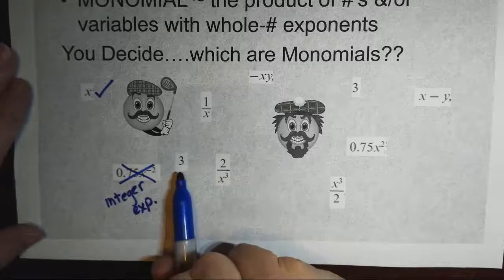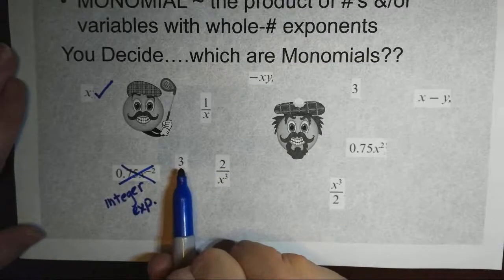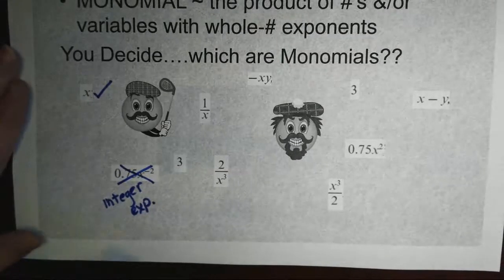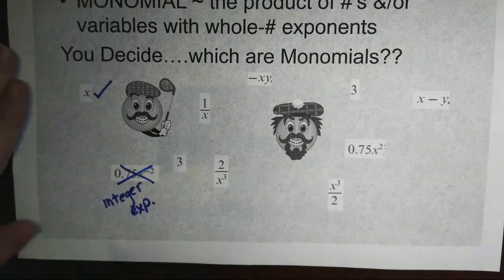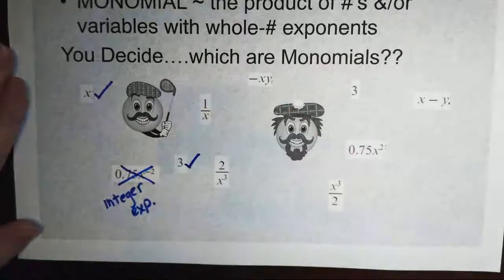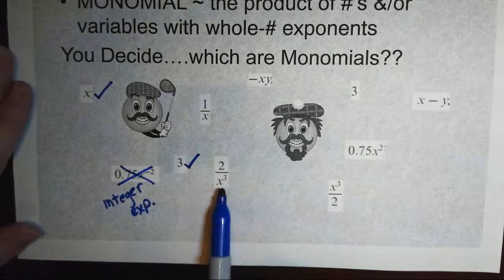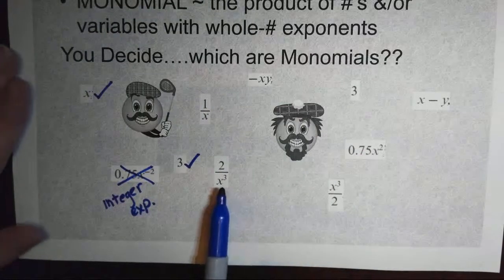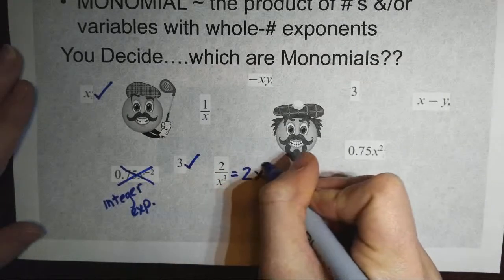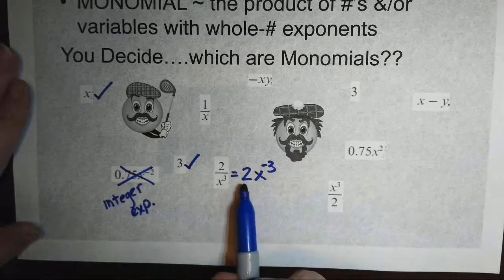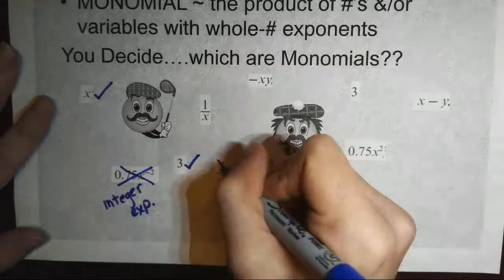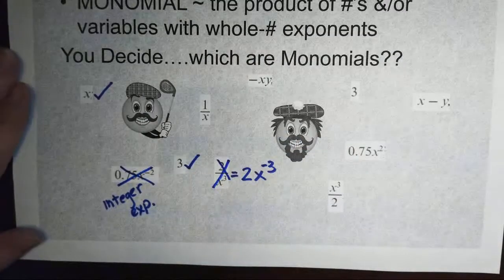Here we have the number 3. Now, a constant can be a monomial as long as it isn't being multiplied by a variable with a negative exponent. So since 3 is just a constant, it is a monomial. Right here we have 2 over x to the third. Now if we were to move this x to the third up into the numerator, it would be 2x to the negative third. That's a product of a constant and a variable with an integer exponent, but not a whole number. So this one is not a monomial.